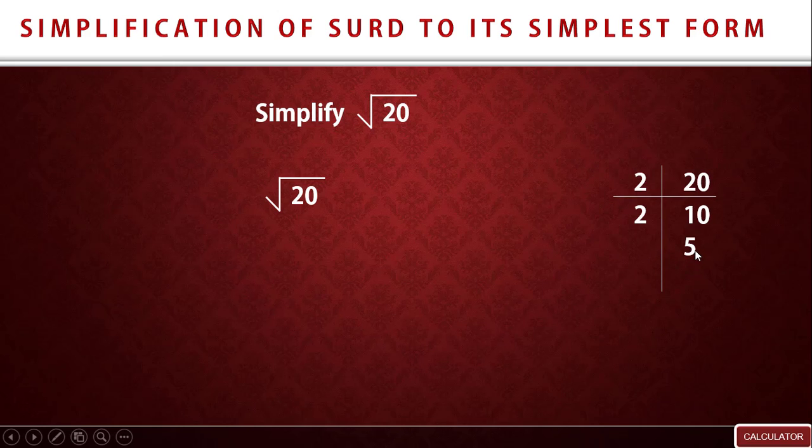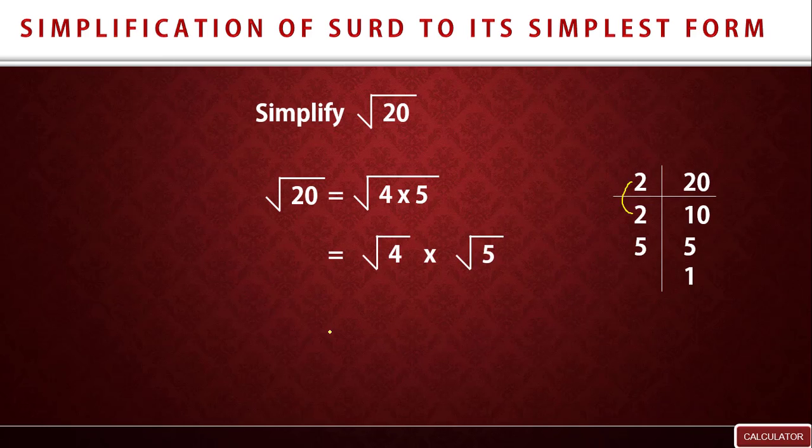Next, we have 5 here. Which number will go in this 5? Definitely 2 cannot go in it, 3 cannot go in it, 4 cannot go. So it's 5 that can go in 5, and that will give us 1. So for the 20, that means we have 2 times 2 times 5 to give us 20. We can group these two together, 2 times 2 to give us 4, which is a perfect square. So that means we can have our square root of 20 to just be the square root of 4 times 5. Next, we break them into parts by having the square root of 4 separate and the square root of 5 separate.